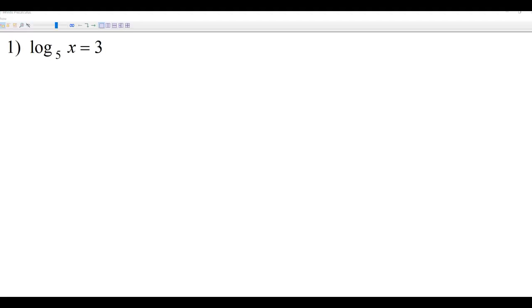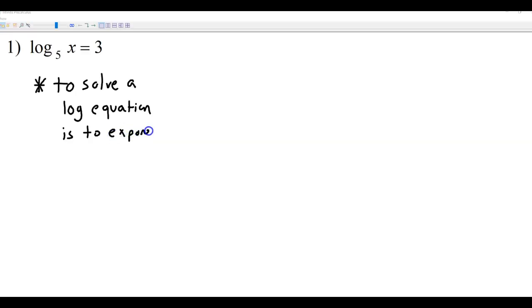So this is a log equation. The main step to solve a log equation is to exponentiate. Okay, so what does that mean? When you have a log equation, you have a log. It's going to have some kind of a base. We'll call it b. The x will be here, and then there'll be some number over here. We'll just call it c.